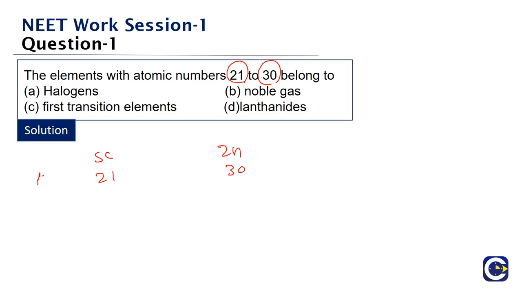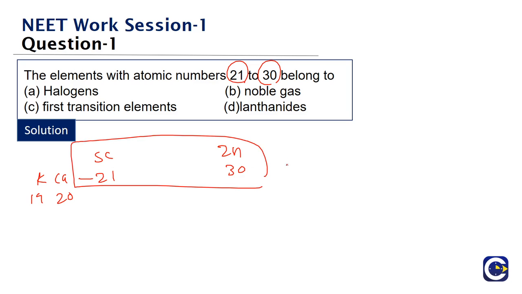Okay, so potassium is 19, calcium is 20. After calcium, we'll have the elements starting from 21 to 30. So this is actually the 3D series where we will fill electrons into the 3D subshell. The 3D series is also called the first transition series. So the other name for the 3D series is what? It is the first transition series. So the elements with atomic numbers 21 to 30 belong to the 3D series or the first transition series. We can also call them transition elements. In transition elements, this is the first series.